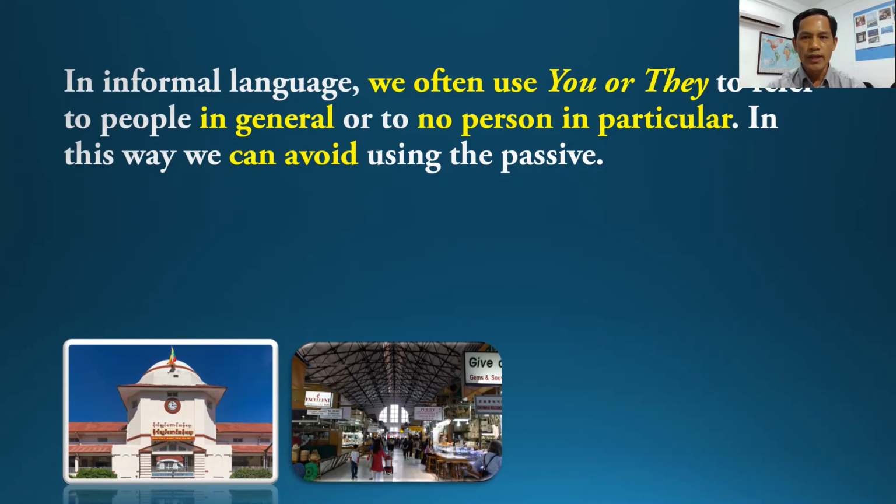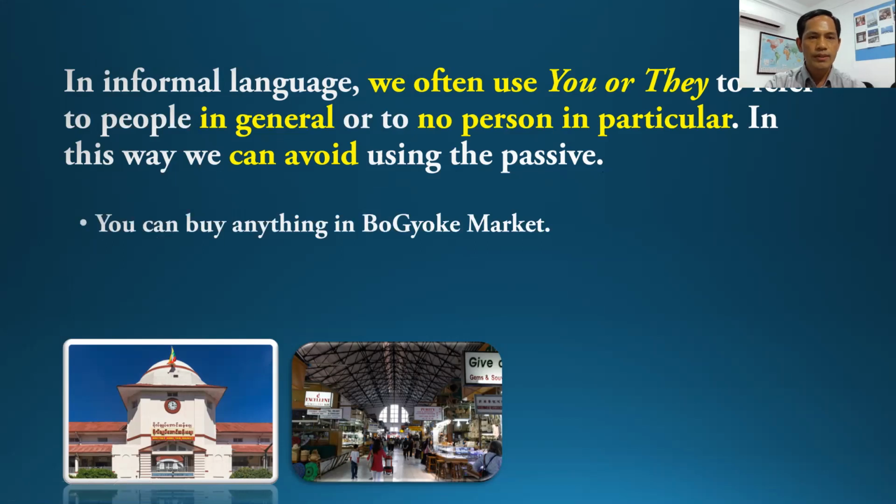They, we don't know exactly. We don't mean a group of people, not like that, but just to avoid passive form. You can use you or they. Example, you can buy anything in Bujok market. I may say to you, but I don't refer to you exactly. What I want to mean is that anyone can buy. Okay, anyone can buy. You don't mean you exactly, but anyone can buy. Anyone who is interested can buy anything in Bujok market.